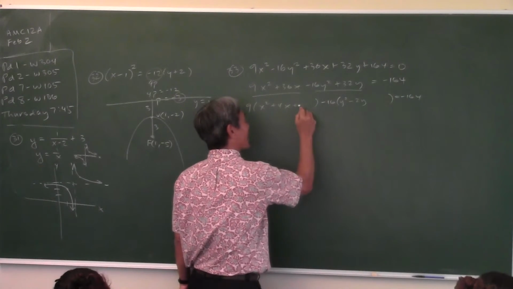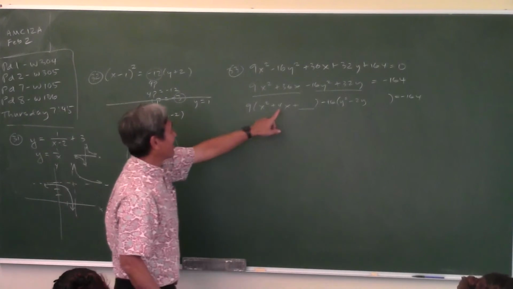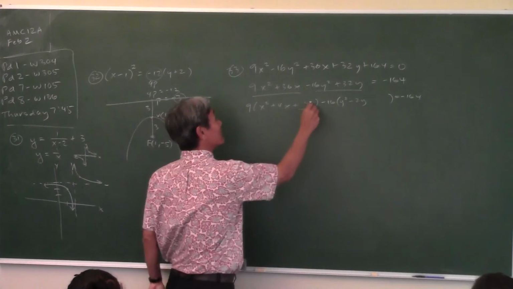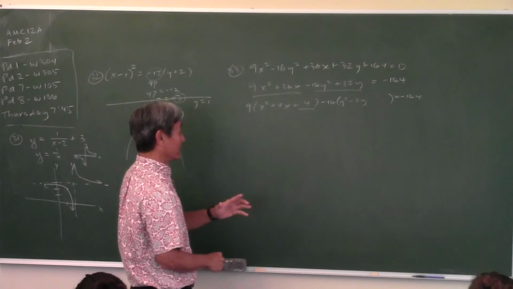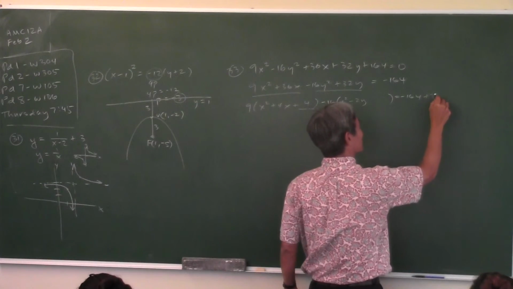So what do I have to add right there to make a perfect square? Remember, you take half of that number and you square it. So 4. But what did you actually add? 9 times 4, which is 36. So make sure you add 36 to both sides.